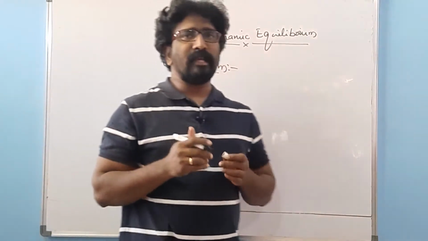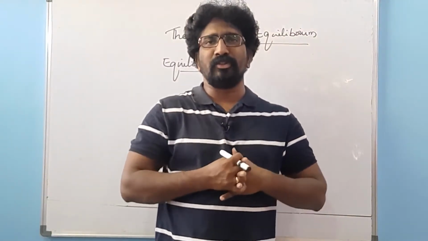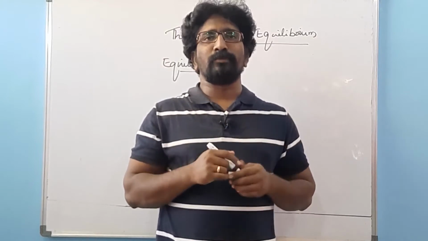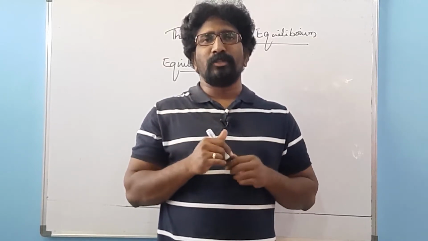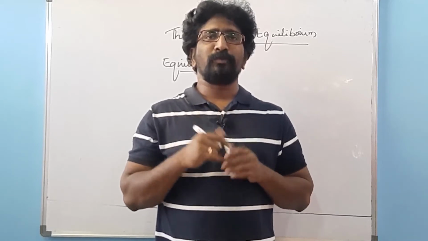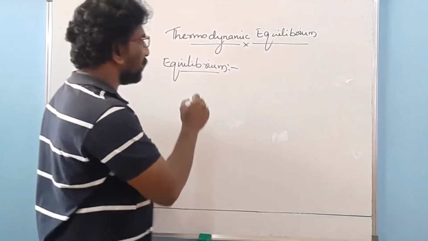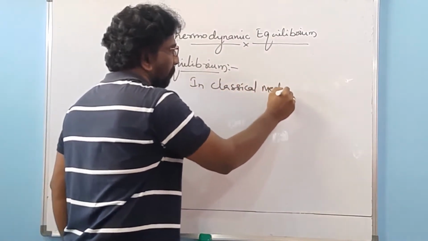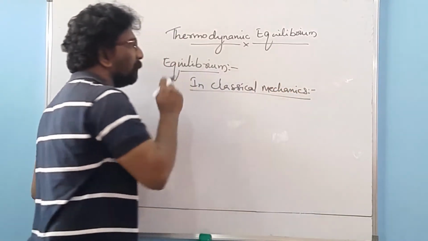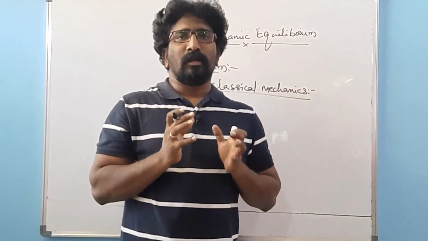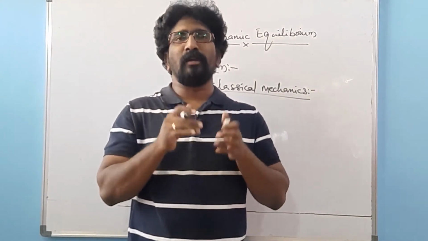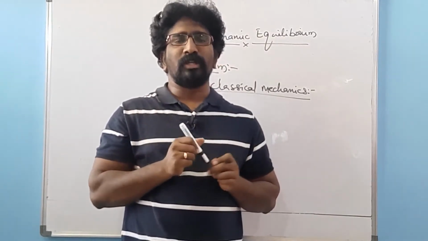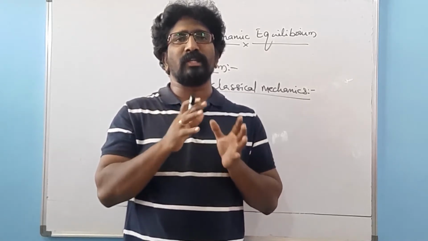If I take classical mechanics into consideration, the definition of equilibrium will be completely different from what we study in thermodynamics. So first let us understand what is meant by equilibrium in classical mechanics. In classical mechanics, equilibrium means that the net force and the torque applied on a system are zero. If the total net external force and the torque applied on the system are equal to zero, then we can say that the system is in equilibrium.